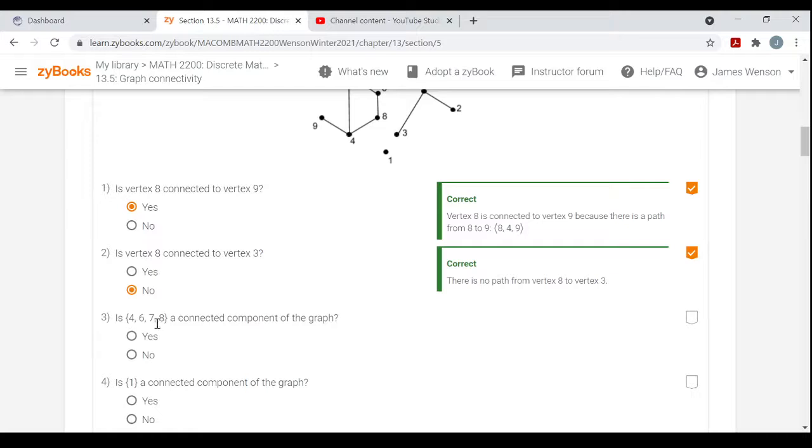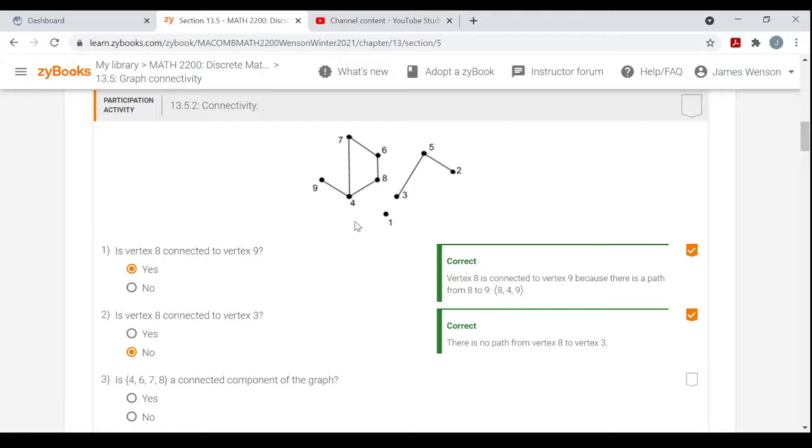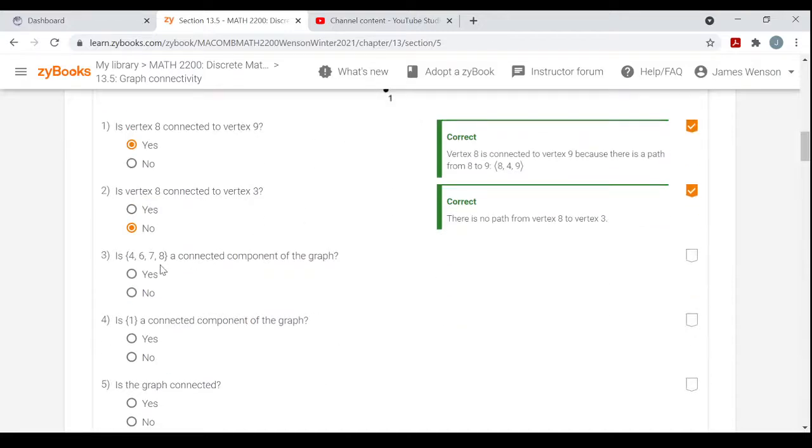Is the set of vertices 4, 6, 7, and 8 a connected component of the graph? Let's see, 4, 6, 7, and 8. Well, no. Because, yes, they are connected. They're all connected. But if I put vertex 9 in there, that is also connected. There's an even larger set. So 4, 6, 7, and 8 is not a maximal set of connected vertices. I can throw in vertex 9 and make an even bigger set of connected vertices. So just 4, 6, 7, and 8, that piece of the graph is not considered a connected component.